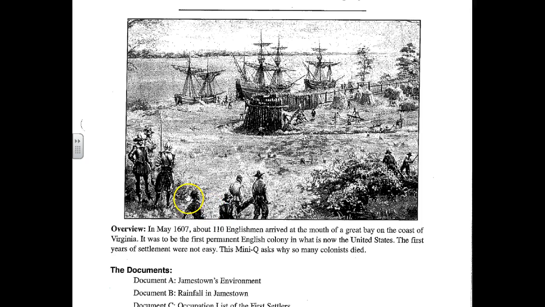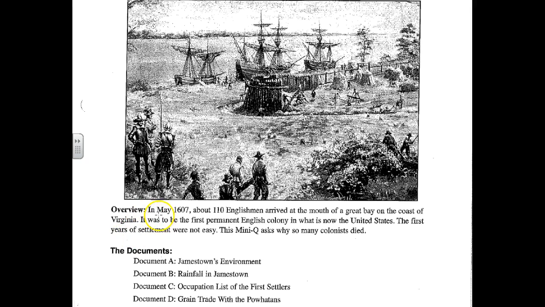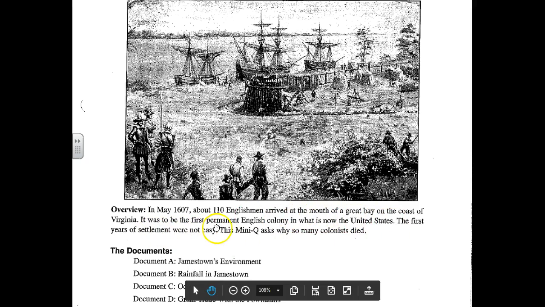A little overview will appear at the bottom of each of the mini-Qs that we do this year. So follow along. In May of 1607, about 110 Englishmen arrived at the mouth of a great bay on the coast of Virginia. It was to be the first permanent English colony in what is now the United States. The first years of settlement were not easy. This mini-Q asks, why so many colonists died? So again, your task when we are finished with this mini-Q is to answer this question, which also is the main topic question of the mini-Q. Why did so many colonists die?